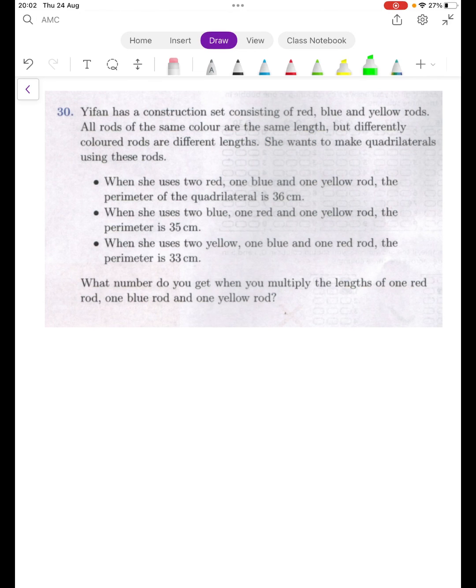Let's have a read. Yifan has a construction set consisting of red, blue, and yellow rods. All rods of the same color are the same length, but differently colored rods are different lengths. So all red rods are the same length, but they all might differ in length from blue or yellow rods. Similarly, all yellow rods will be the same length, but not the same as blue or red rods.